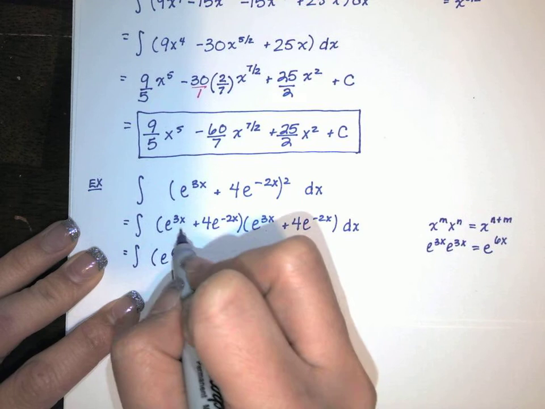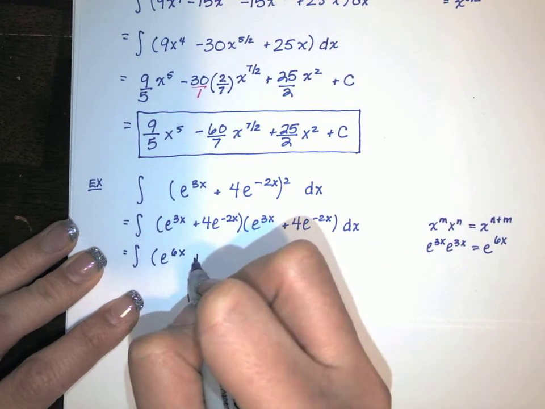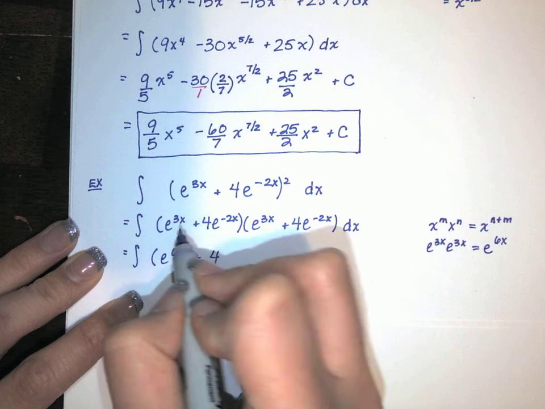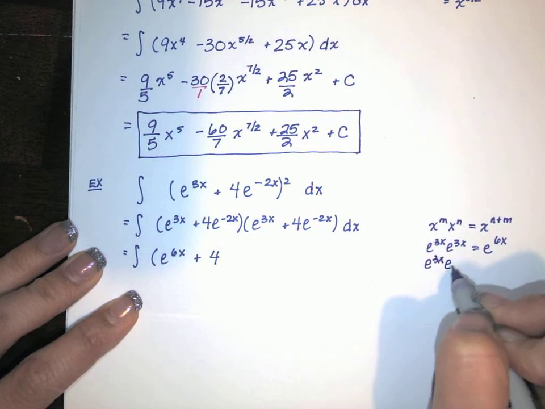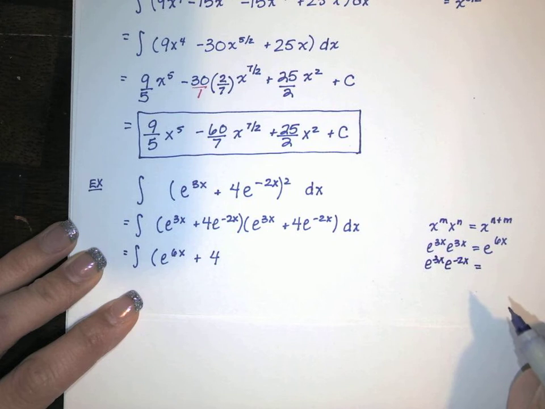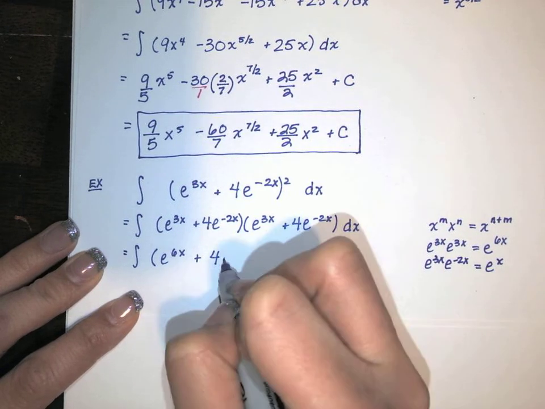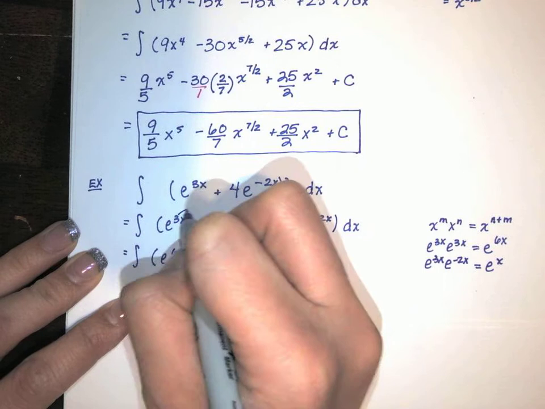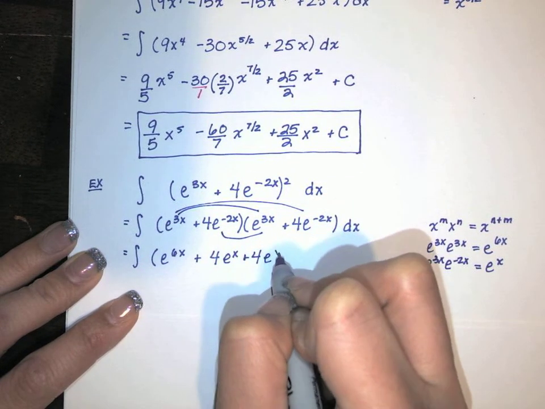Outer times outer, there's an implied 1 in front of that, so I've got a 1 times a 4, that's 4, e^(3x) times e^(-2x). Add the exponents, 3x plus negative 2x is positive 1x. That's first times first, outer times outer. Inner times inner is exactly the same.